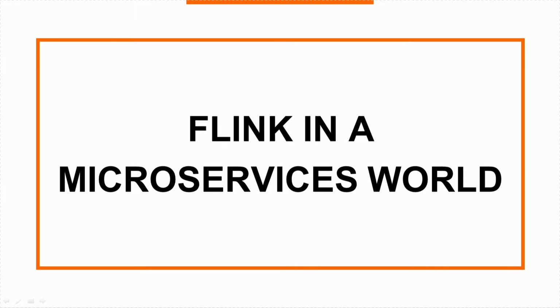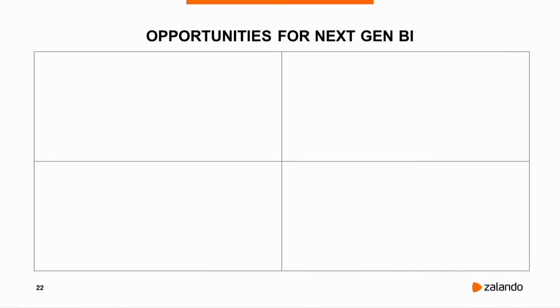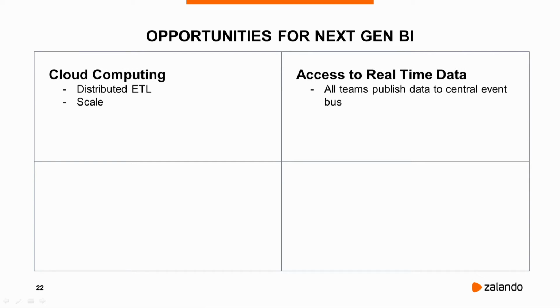In the new world of microservices at Zalando, let's first look at what opportunities we have for the next generation of business intelligence. First of all, we have cloud computing, so we can now do distributed ETL, and we can also scale easily. We have access to real-time data, as all teams communicate over an Arcadia event bus, and we have the ability to access that data.